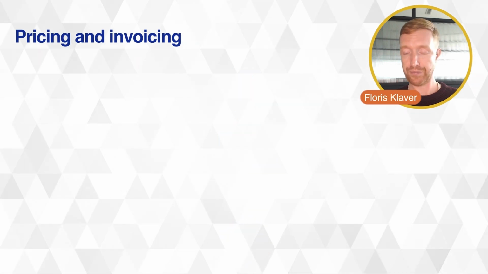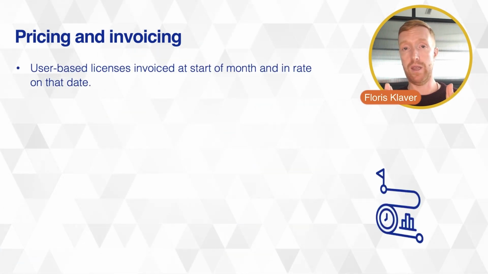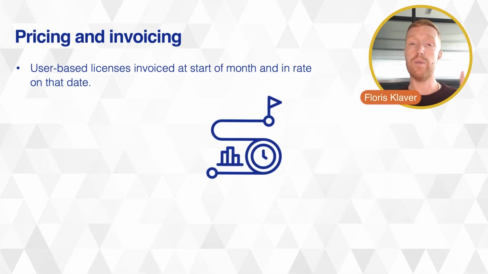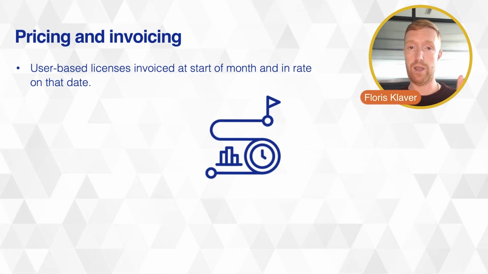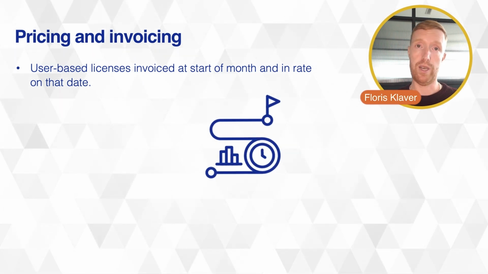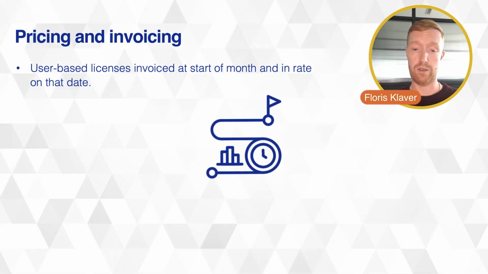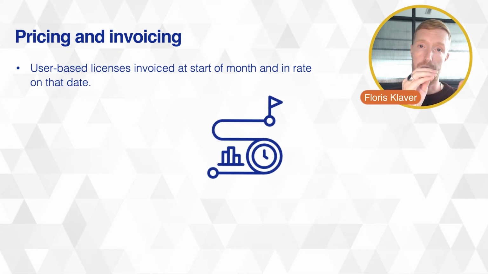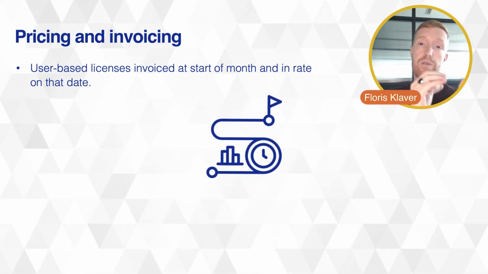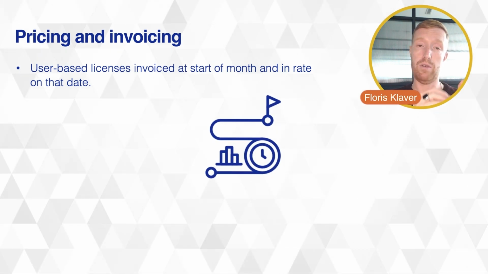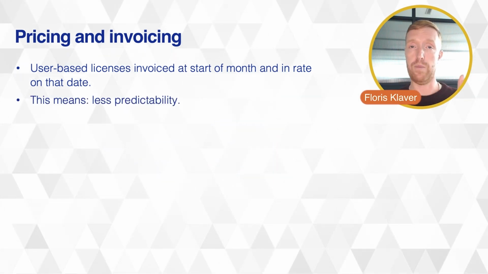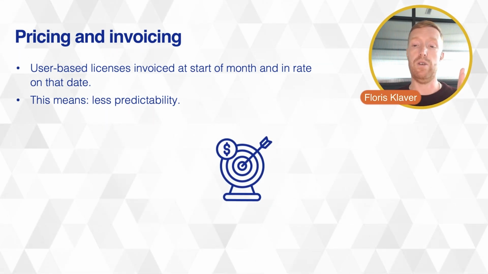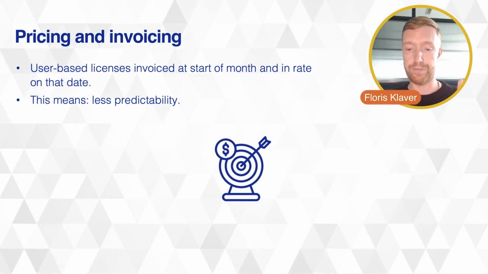Now, with the addition of user-based licenses to the MCA, the user-based licenses are generally invoiced upfront at the first of the month. So if you purchase user subscription licenses, they would be invoiced at the start of that month, and they would potentially be invoiced at the exchange rate that is present at the first of that month. So right off the bat, that means you have less predictability because you would need to know in advance what the exchange rate is going to be when your invoice is going out.